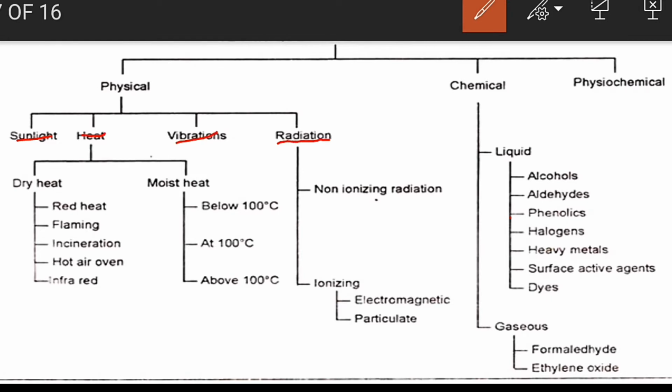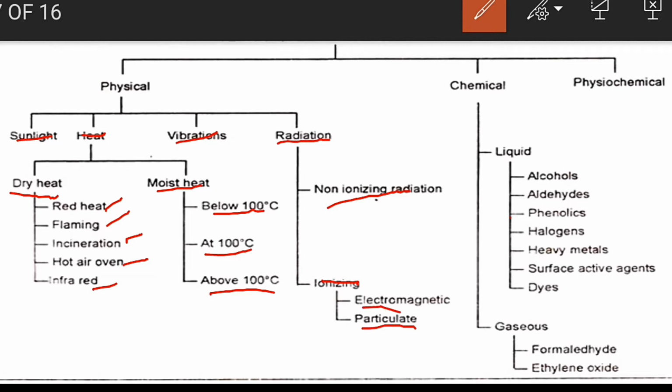Also in heat, we use two types of heat: dry heat and moist heat. In dry heat, we have red heat, flaming, incineration, hot air oven, and infrared. While in moist heat, we use heat below 100 degrees Celsius, at 100 degrees Celsius, and above 100 degrees Celsius. So these are the types of heat. In radiation, we use two types: non-ionizing radiation and ionizing radiation, such as electromagnetic and particulate.